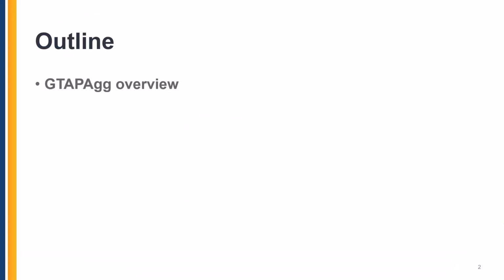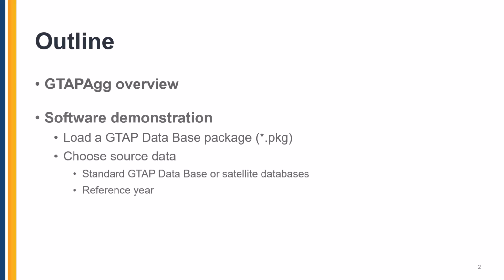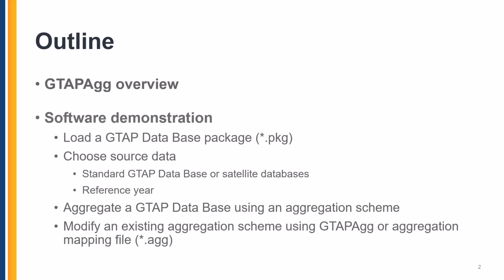I'll start by providing a brief overview of GTAPAgg, and then transition to a demonstration showing you how to load a GTAP database package and choose your source data. For example, the standard GTAP database or a particular satellite database, as well as reference year. We'll then cover how to aggregate a GTAP database using an aggregation scheme. And finally, we'll look at how users can modify an existing aggregation scheme using GTAPAgg or an aggregation mapping file.